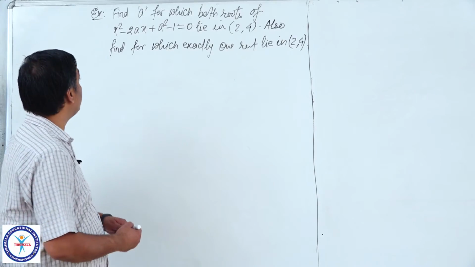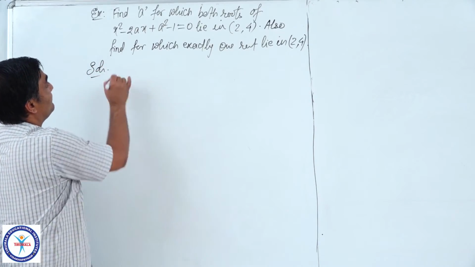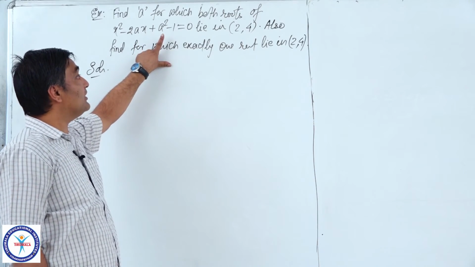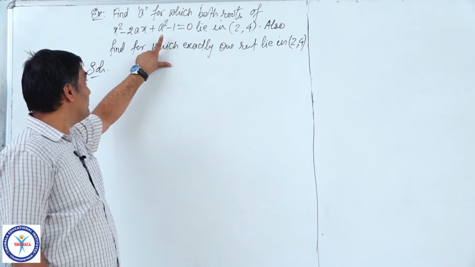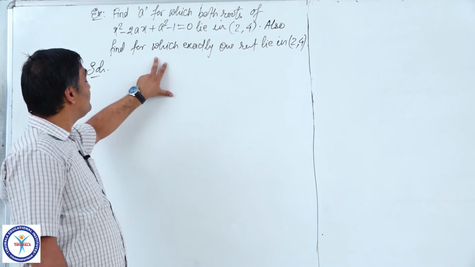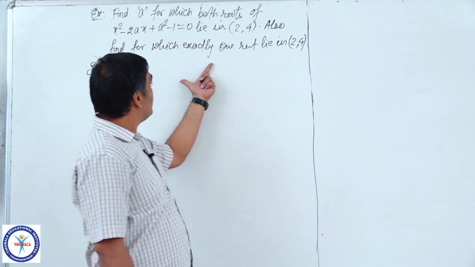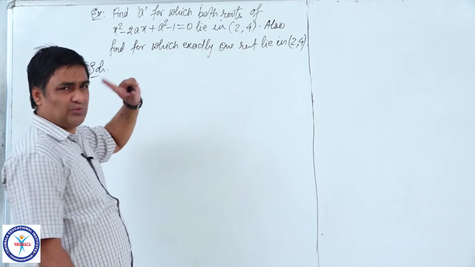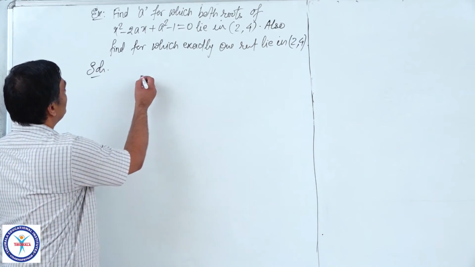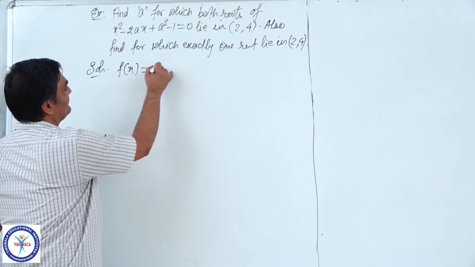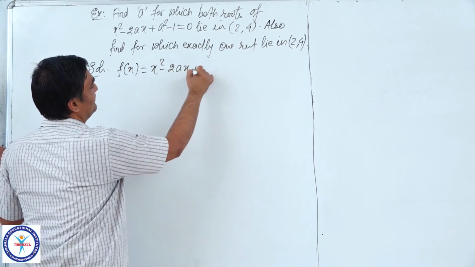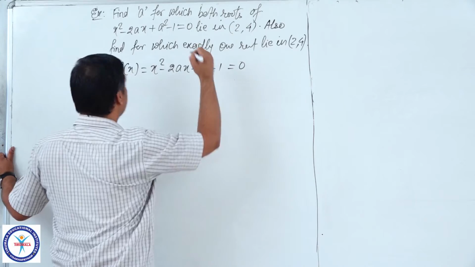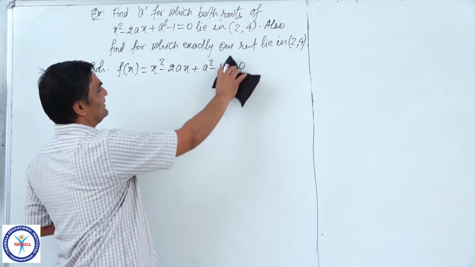Now this example. Find a for which both roots of x square minus 2ax plus a square minus 1 lie in the interval 2 comma 4. Another part, also find a for which exactly one root lies in 2 comma 4. Two questions are there. Here f of x is x square minus 2ax plus a square minus 1 equal to 0 is the root set.